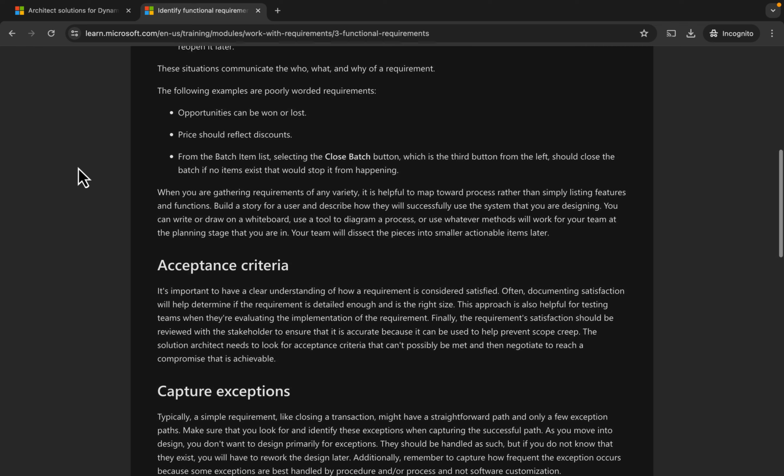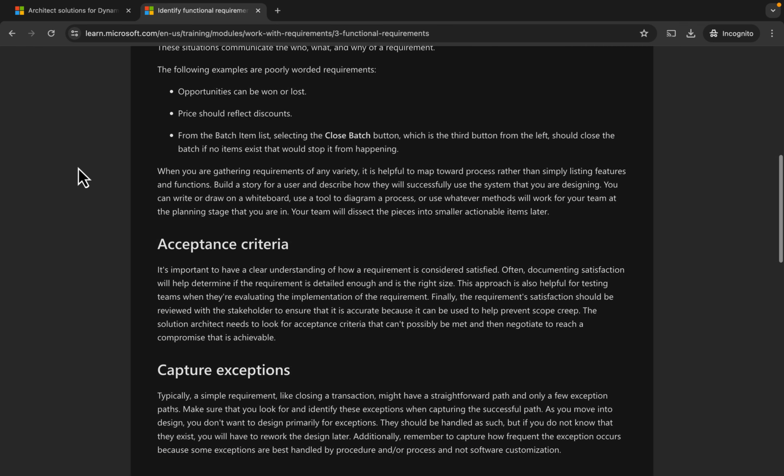The following examples are poorly worded requirements. Opportunities can be won or lost. Price should reflect discounts. From the batch item list, selecting the Close Batch button, which is the third button from the left, should close the batch if no items exist that would stop it from happening.